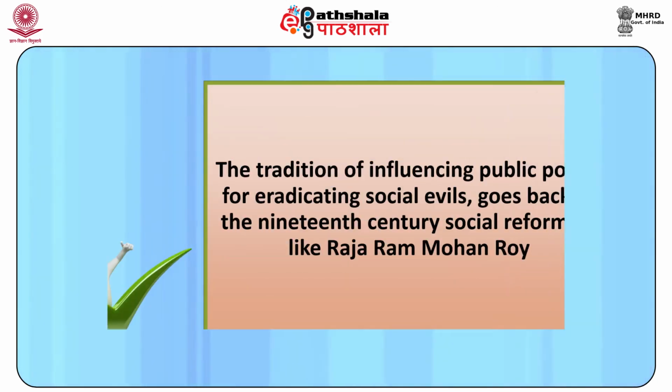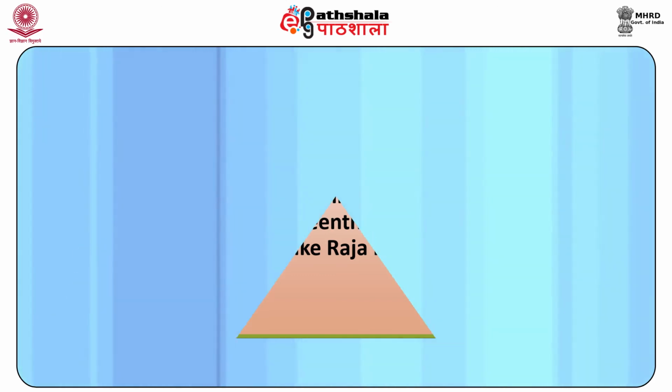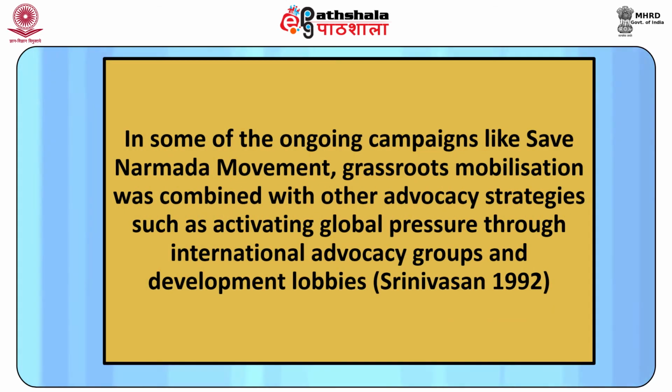To summarize, social action as a practice is not nascent in India. The tradition of influencing public policy for eradicating social evil goes back to the 19th century reformers like Raja Ram Mohan Roy. The legacy of Bal Gangadhar Tilak, Mahatma Gandhi, Periyar and Ambedkar gives a significant insight into the indigenous and effective advocacy methods practiced. In India, there have been several social action efforts on issues related to environmental degradation, rights of Dalits and tribes, women's rights, civil rights, nuclear installation, alienation of tribes, unorganized working sector, drug and forest policies, etc. In some of the ongoing campaigns like the Save Narmada movement, grassroots mobilization was combined with other advocacy strategies such as activating global pressure through international advocacy groups and development lobbies.